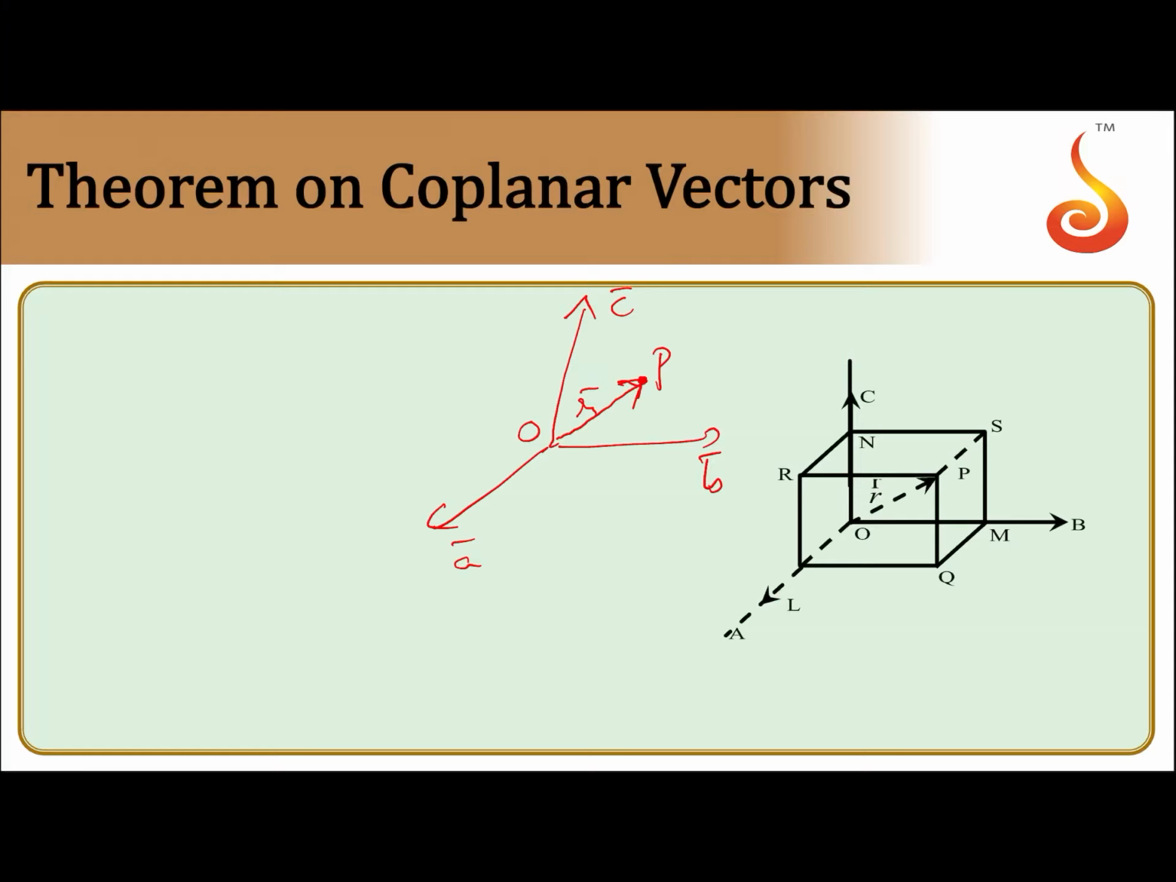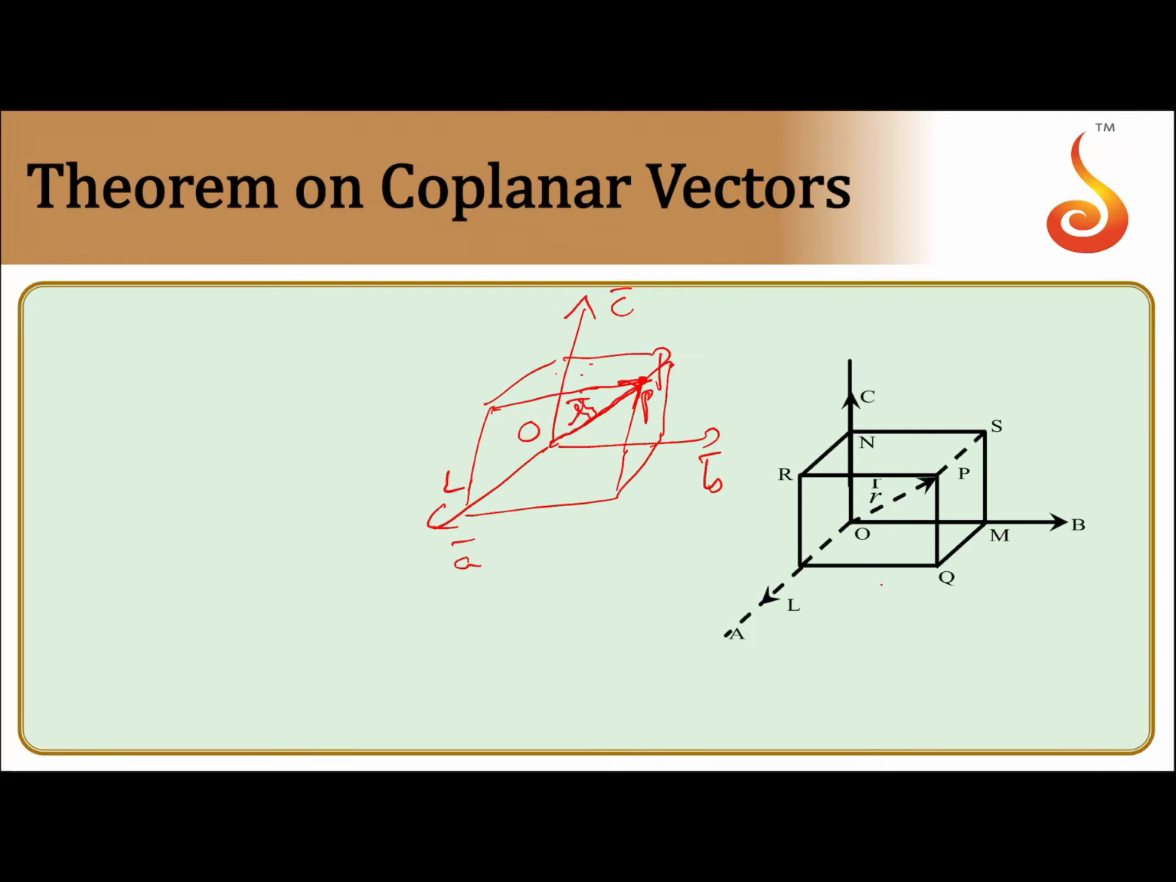Through the point P, consider the planes parallel to AOB, BOC and COA. That forms a parallelepiped over here, and the parallelepiped looks like this, with R bar as the diagonal. This OP is the diagonal.